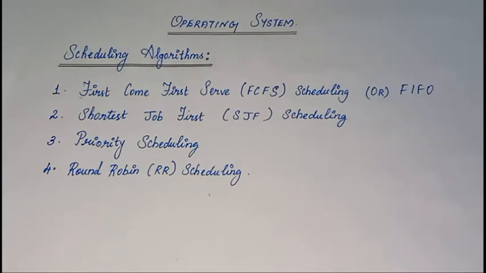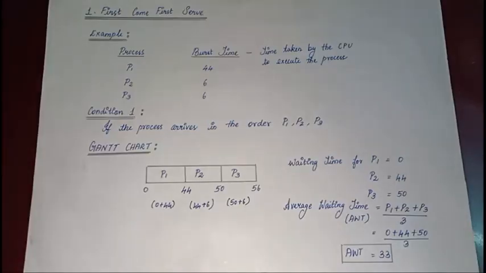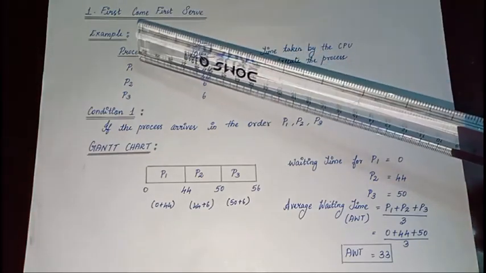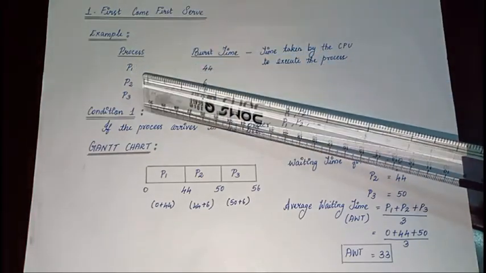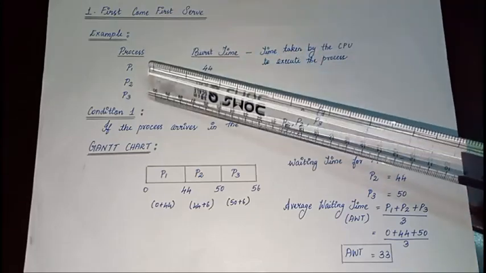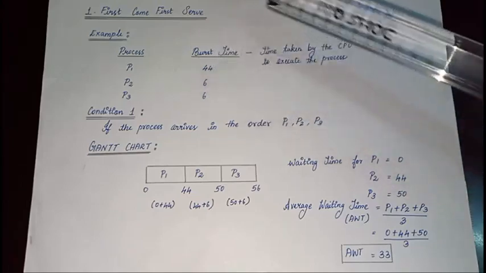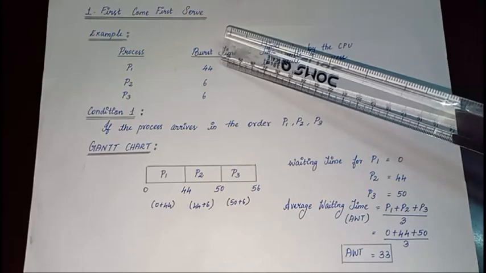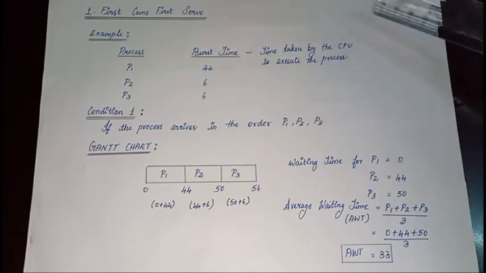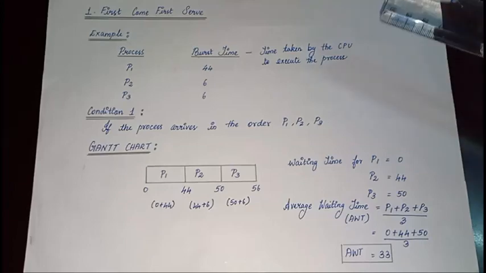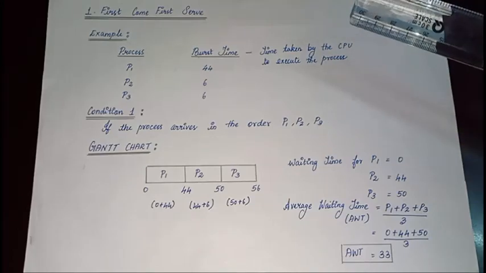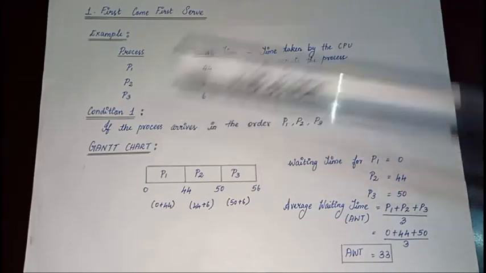The first one is the first come first serve scheduling algorithm. Coming to an example of first come first serve, in the video you can see we have three different processes: P1, P2 and P3. For each process there is a burst time, which is 44, 6 and 6. Before understanding this scheduling algorithm, we should understand what burst time is. Burst time is nothing but the time taken by the CPU to execute the process.